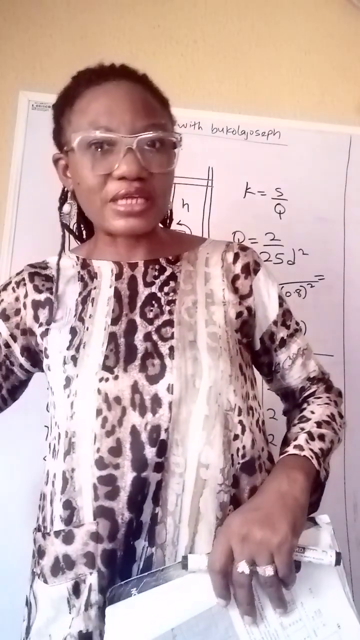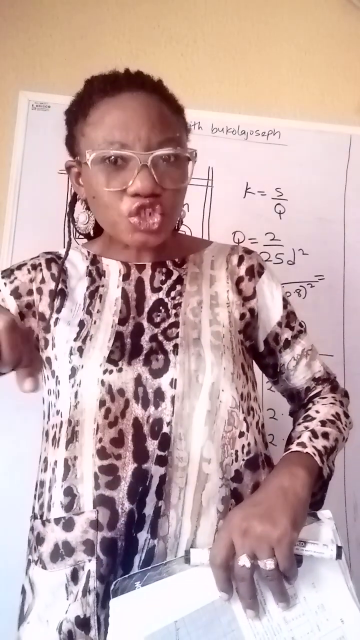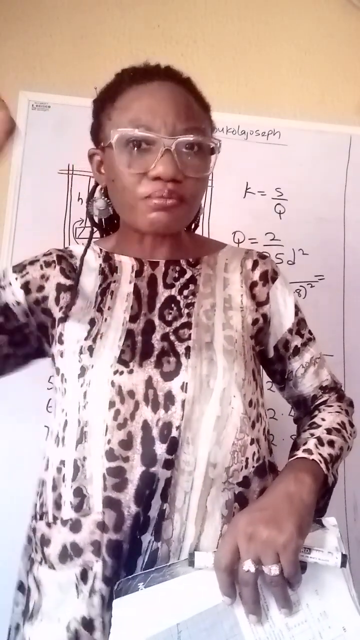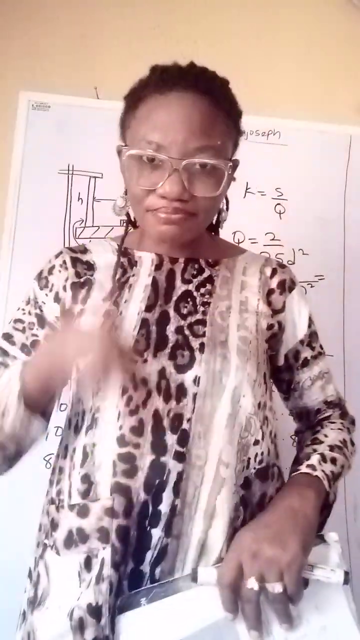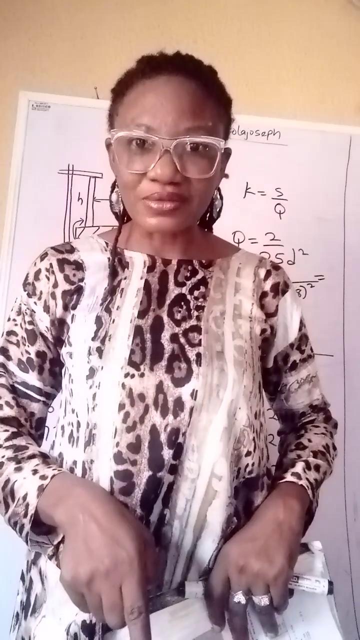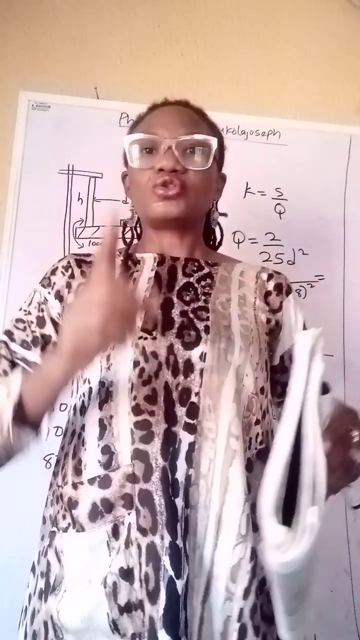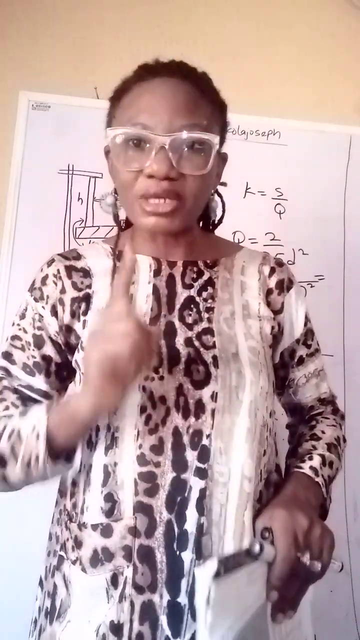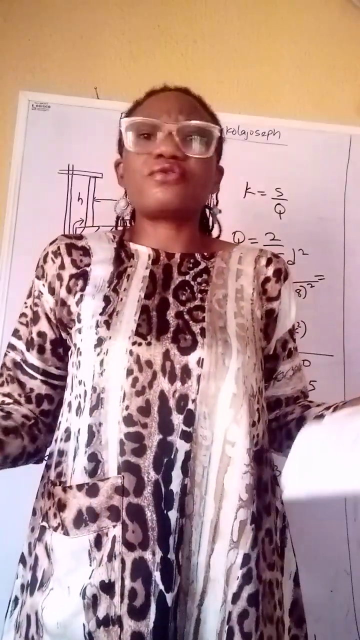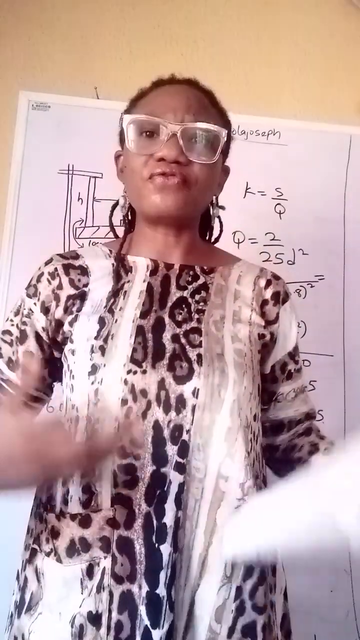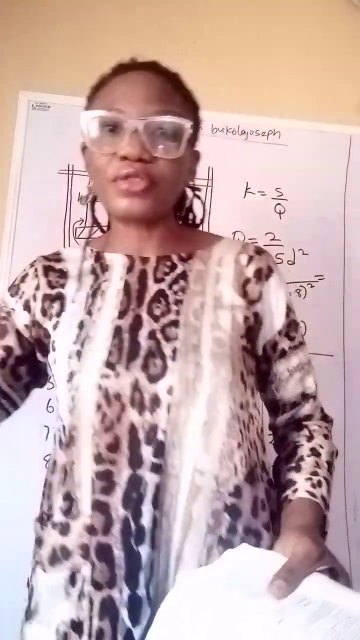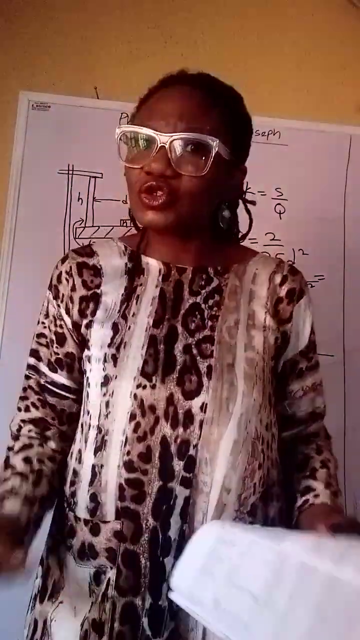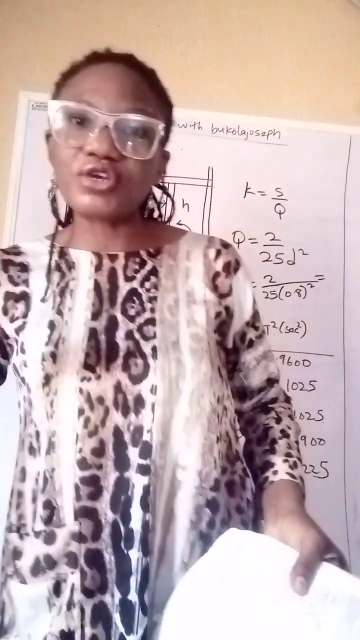Where did you avoid the error of parallax? You have to mention the apparatus, the instrument. If you don't mention it, you would be marked down. So you will do well to mention the apparatus. Don't just say I avoided error due to parallax. No, you say I avoided error due to parallax while taking reading on the meter rule. I avoided error due to parallax while taking reading from the stopwatch.